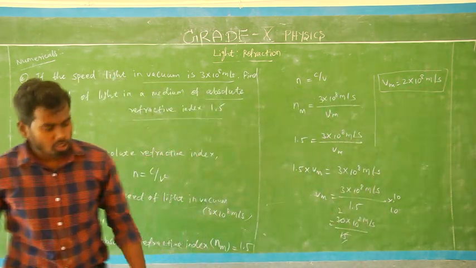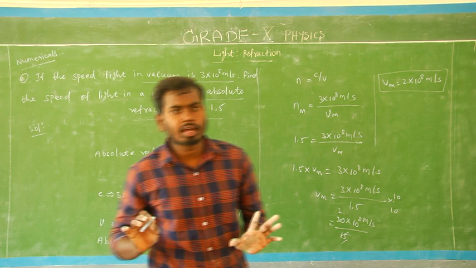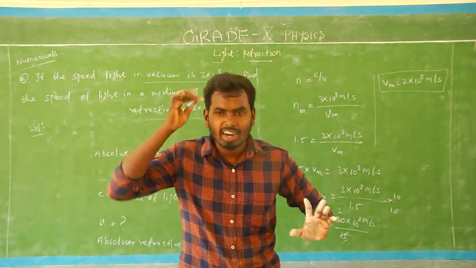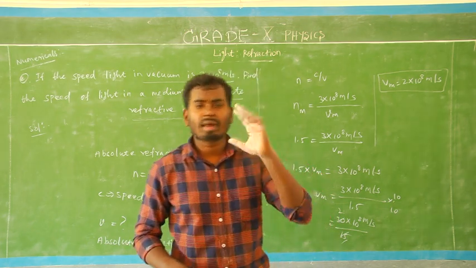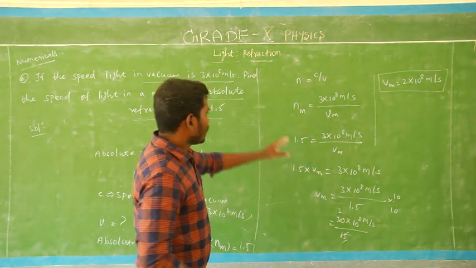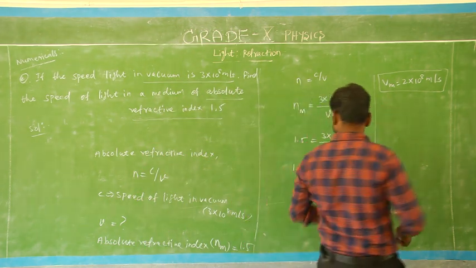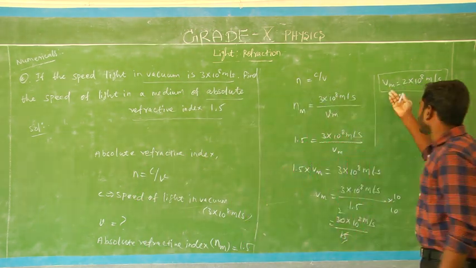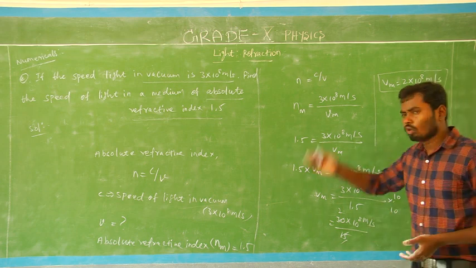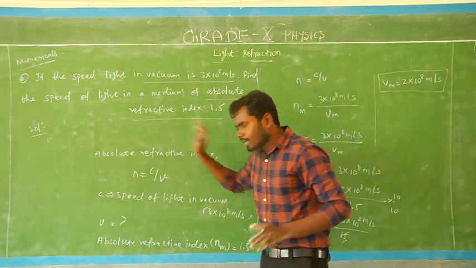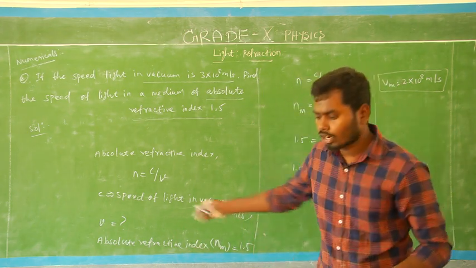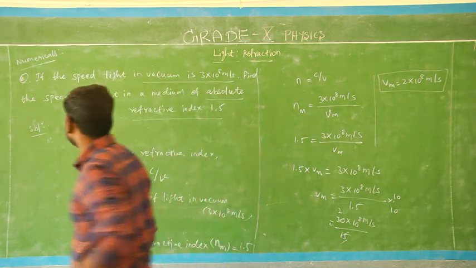So it is very simple. See, absolute refractive index numericals are very easy. Try to understand the concept. Don't memorize anything. Try to understand the concept, isn't it? So here, look at this. We have this value, the speed of light is equal to 2 into 10 to the power of 8 meter per second. If you know any two values, the third value can be easily calculated, isn't it? That was the second numerical. Next, the third numerical.